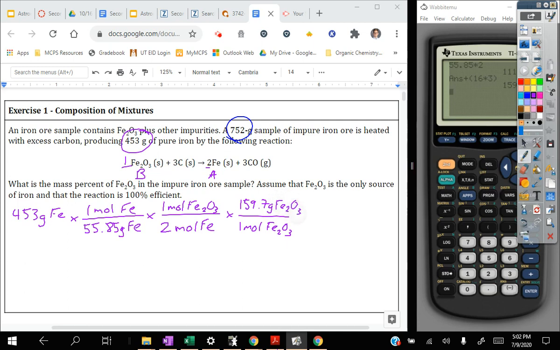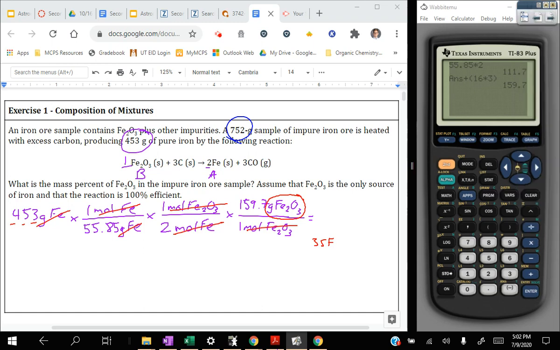Now, before I go through and solve this problem, I should do a couple of things. One, I should make sure all my fractions and my dimensional analysis cancel out correctly. Grams of Fe, moles Fe, moles Fe, mole Fe2O3, mole Fe2O3, and I'm left with grams of Fe2O3 for my final answer. The other thing I should do is check my sig figs. I see 3 significant figures in my starting amount of 453, so my final answer should also have sig figs that match 3 sig figs.